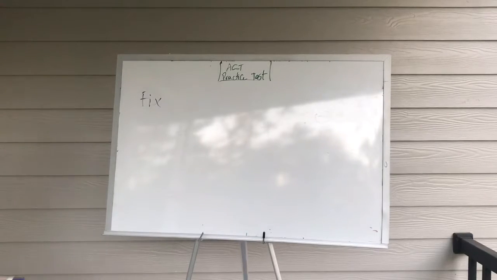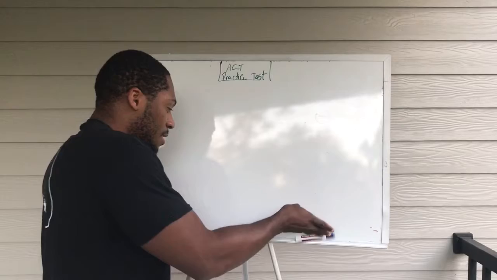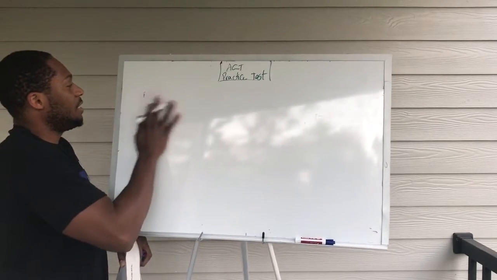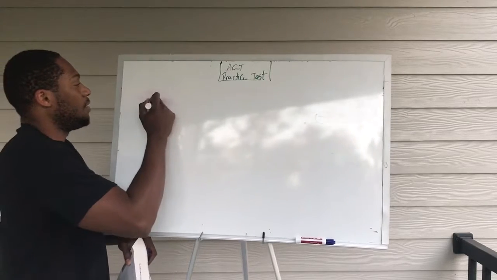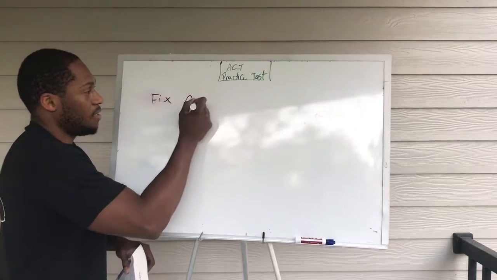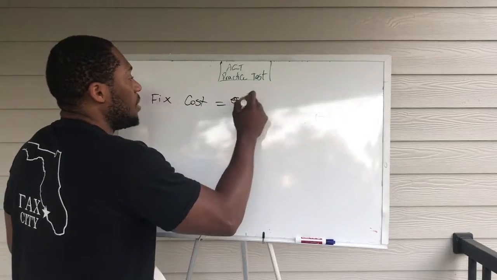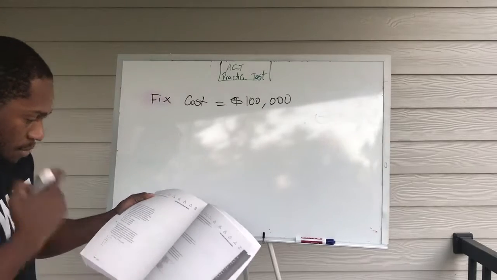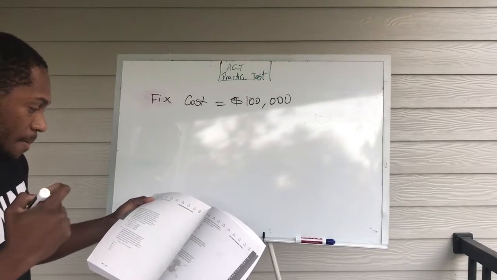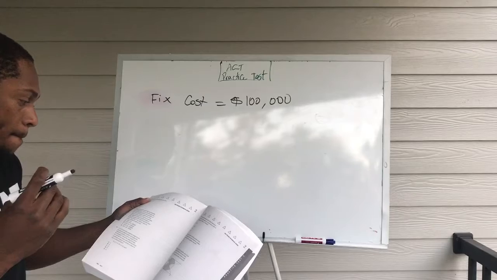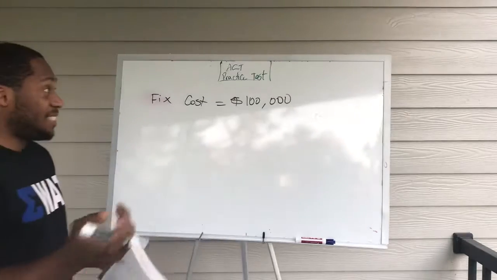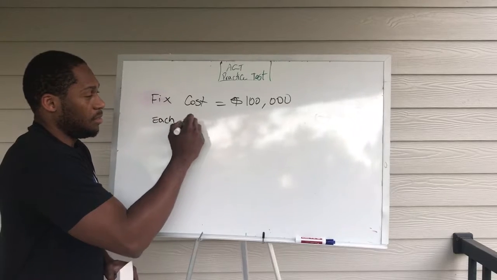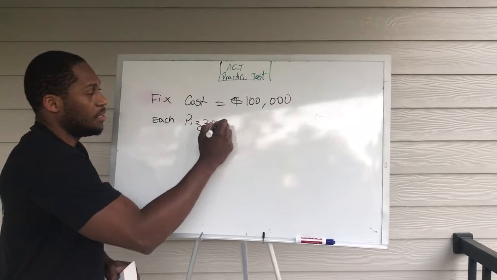All right, I'm back. There's a fixed cost for $100,000. Fixed cost is equal to 100 grand. So it says, Jack sells the pizzas at $10 each.